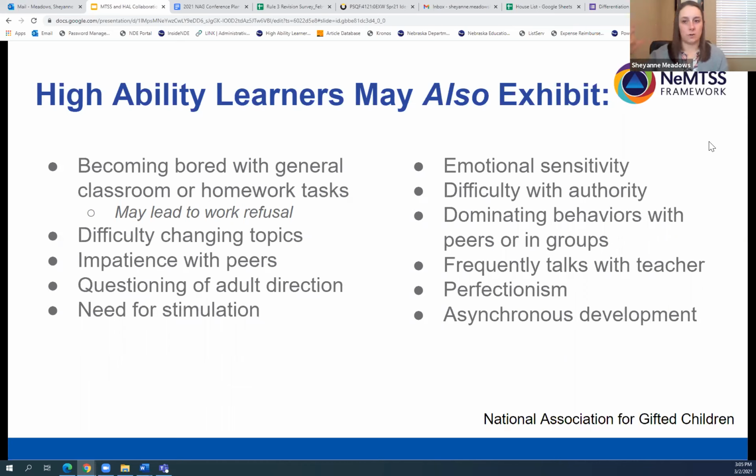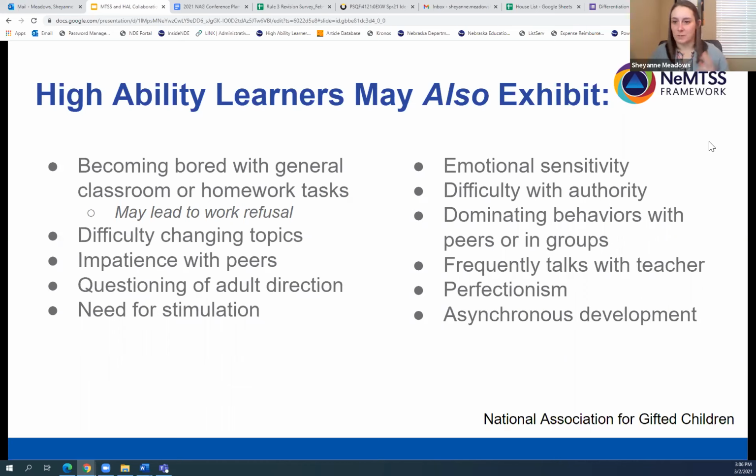They want to know what their end goal is, what their product is going to be. They often have that need for stimulation. They're emotionally sensitive, and they can have that difficulty with authority because they are often the smartest in their class. And so they're the one that feels like they know everything. And so that can also come off as difficult with authority.